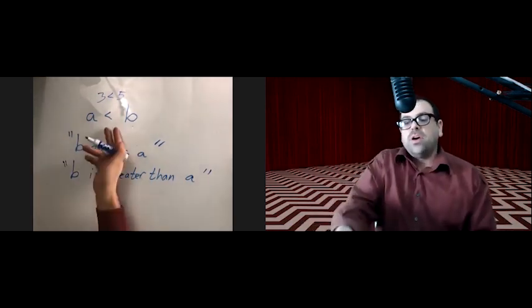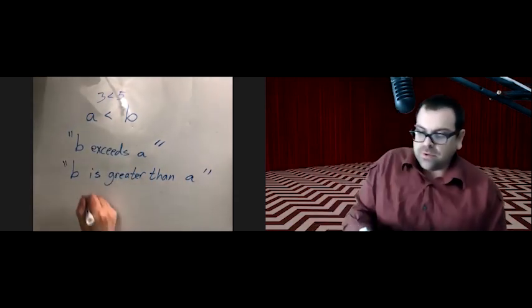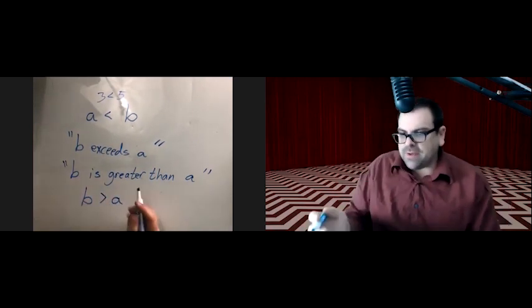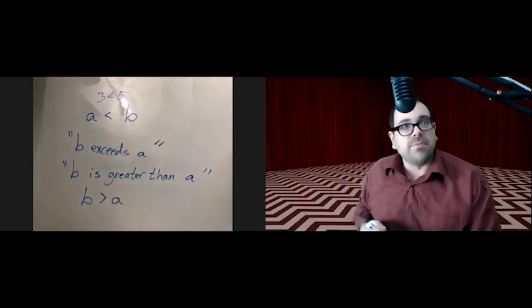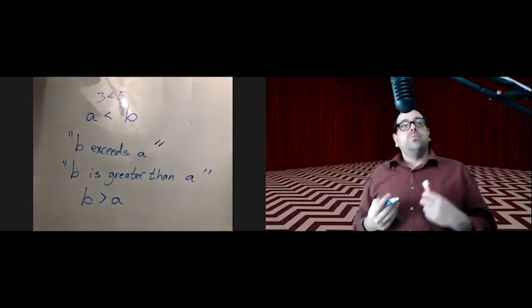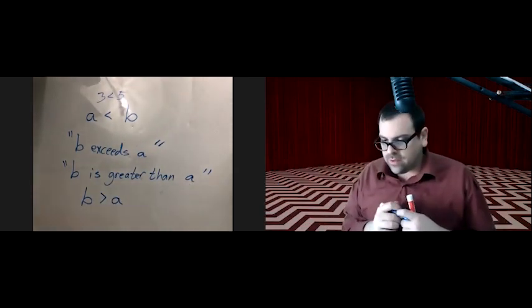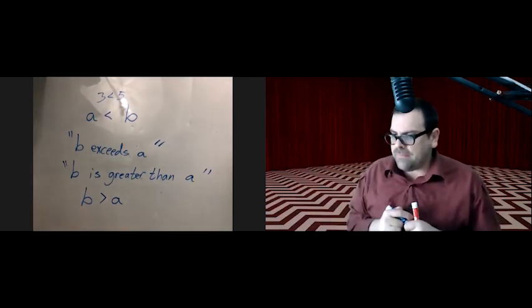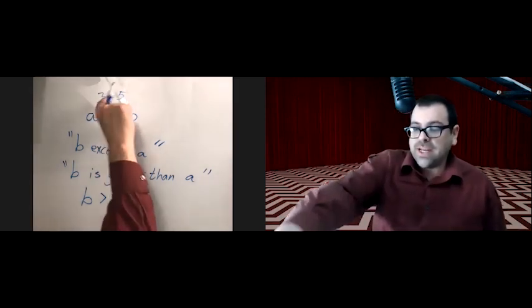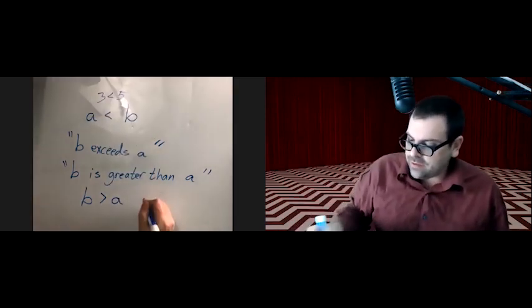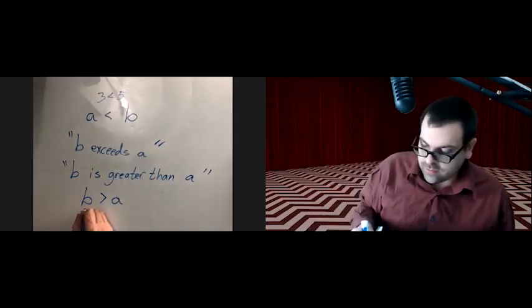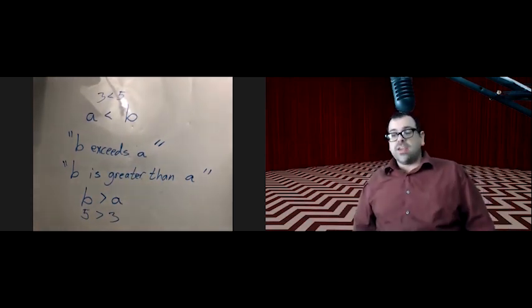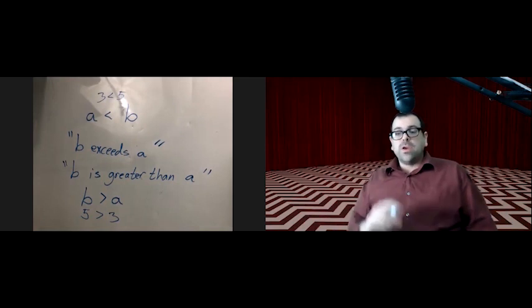The flip of the less than symbol is the greater than symbol. And if something is less than something else and we switch it, we have a greater than correlation. B is greater than A. If 3 is less than 5, we switch the whole thing. 5 is greater than 3.